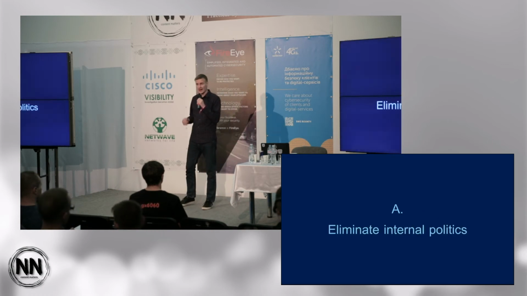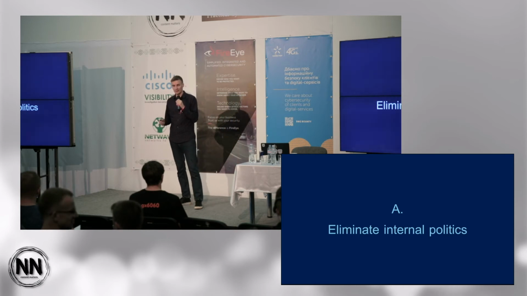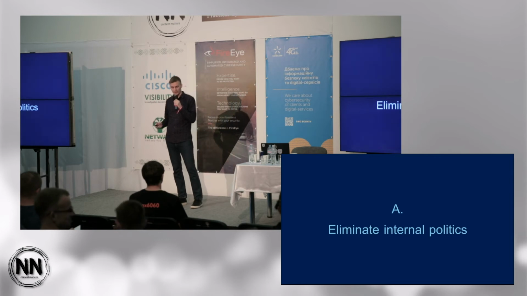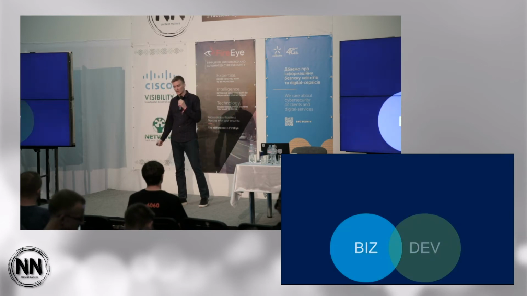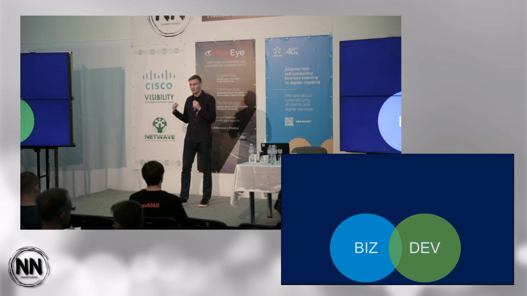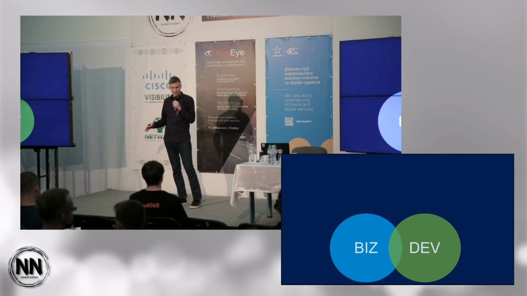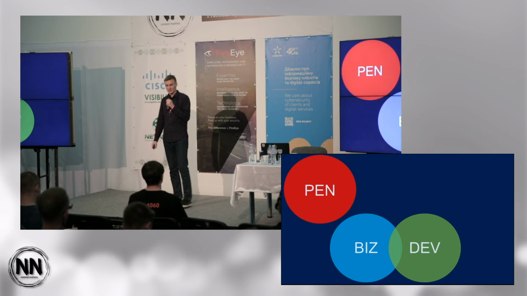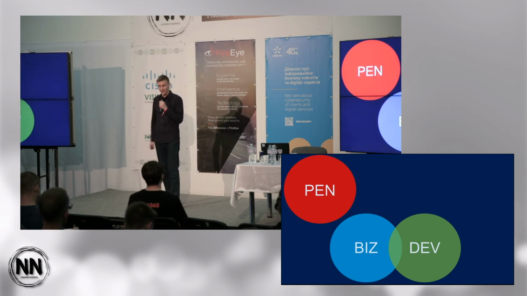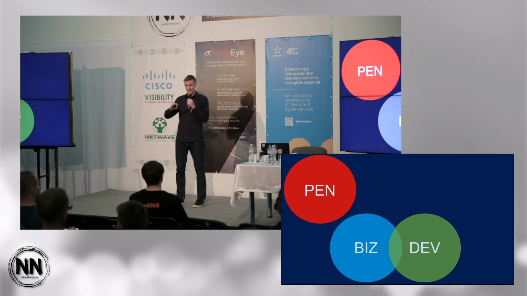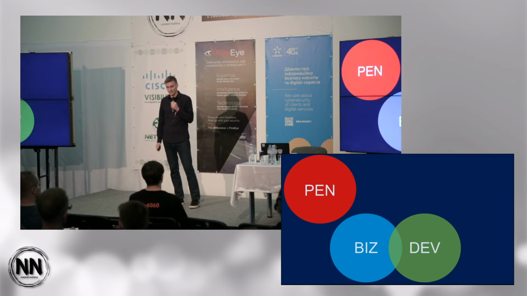The first thing I would recommend you to do is to eliminate internal politics. There is lots of internal politics in product development organizations. There is the eternal conflict between business and development. They hate each other. They always try to pull it in their own direction. And you know where the pen test is in this picture? It's up there. It's outside. And what you want to do is move it somewhere to the intersection of these circles.